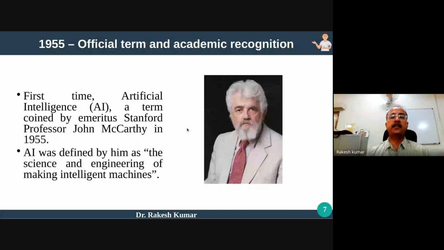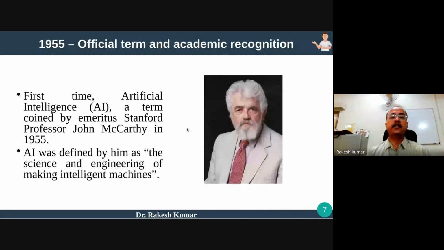Then in 1955, the word artificial intelligence was coined for the first time by the scientist John McCarthy, and the word AI was first used by him. John McCarthy was also awarded the Turing Award for his research. AI was defined by him as the science and engineering of making intelligent machines.